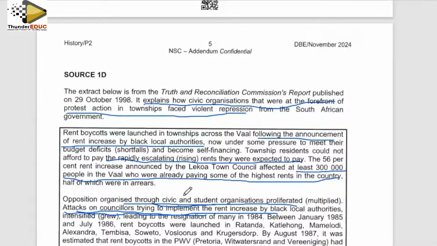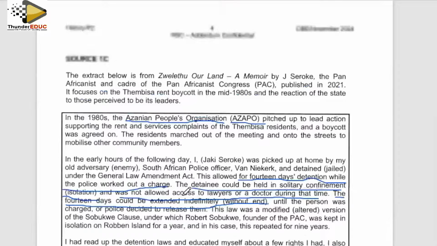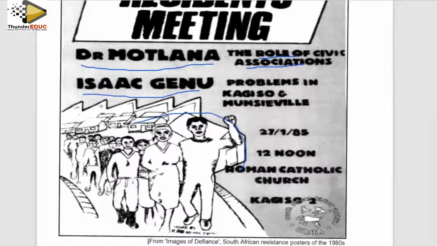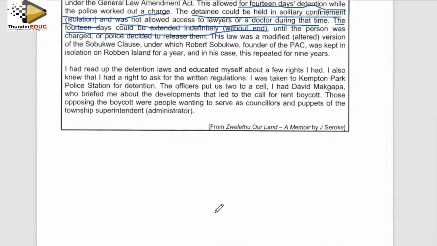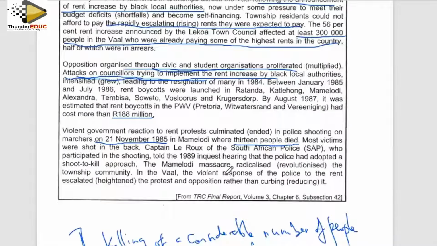And again, you can go to source 1B. Source 1B gives us this picture here, the picture of people marching. It portrays people marching. Like if I see these people here, they are on a march. And again, if we go to source 1D, it also talks about marches. It talks about this common march which led to the massacre. So you find information in the first source and show how it is also supported in the other source.